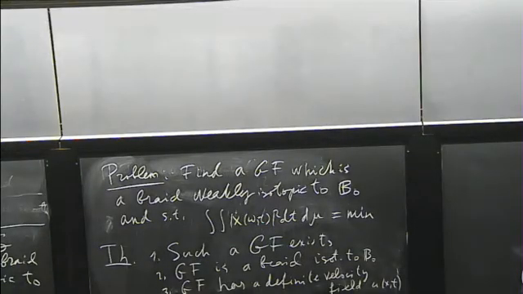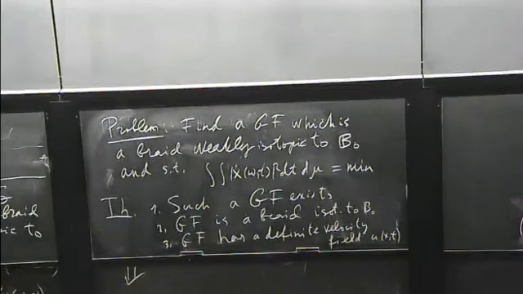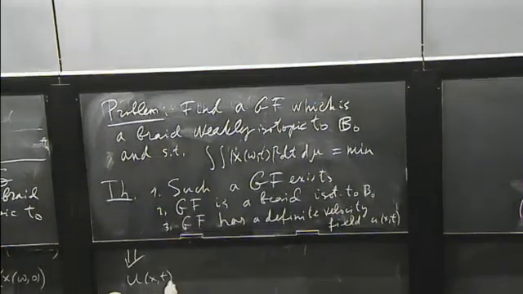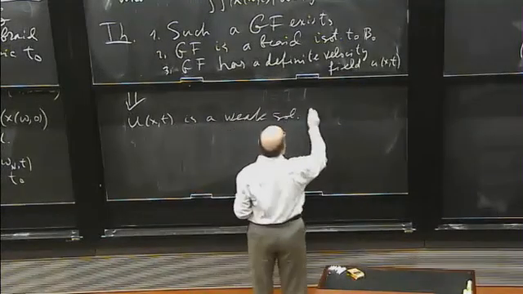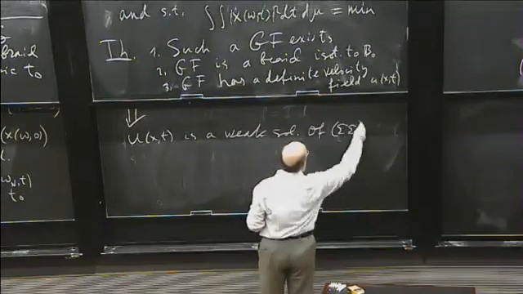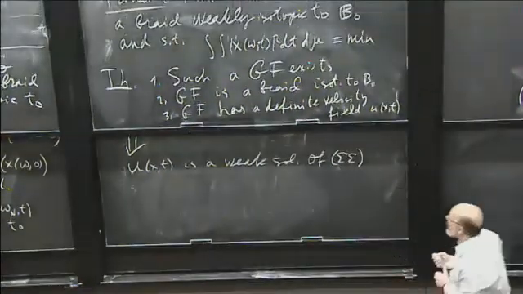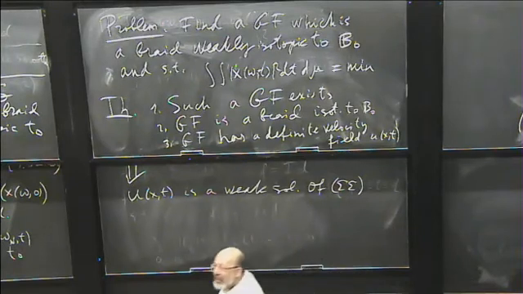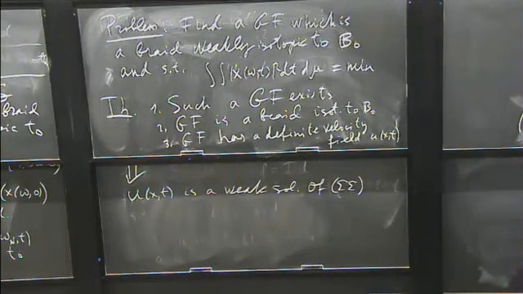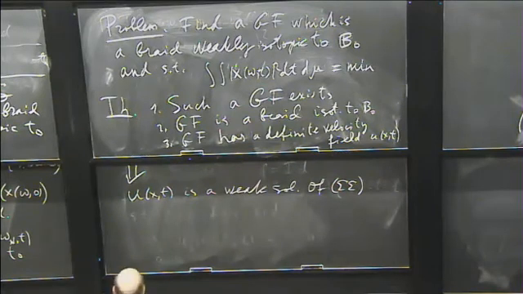And the consequence is that u of xt is a weak solution of the Euler equation. So, in particular, these points generically don't touch each other with probability 1. With probability 0 they touch.